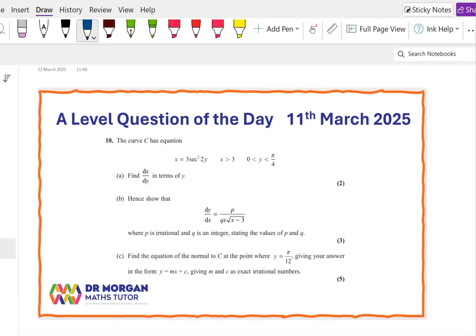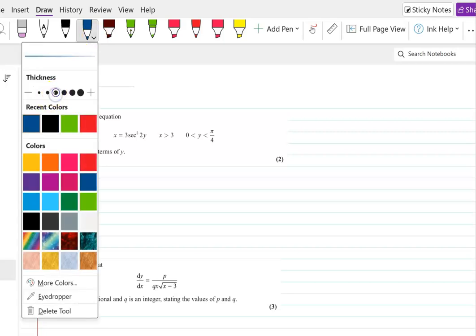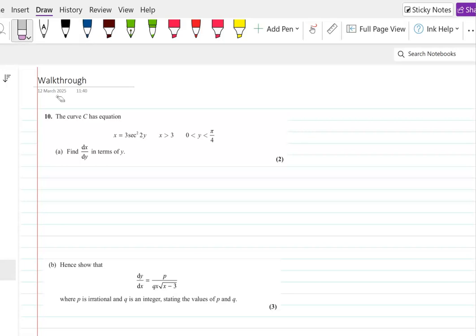Hello there. Today I'm going to attempt to walk through this A-level question, which was from an international Edexcel A-level paper. It was the P3 paper in January 2021. And to make it a bit easier for me, I'm just going to break it down into each section. And to get the appropriate pen thickness before I get started, I really like to write in the correct pen.